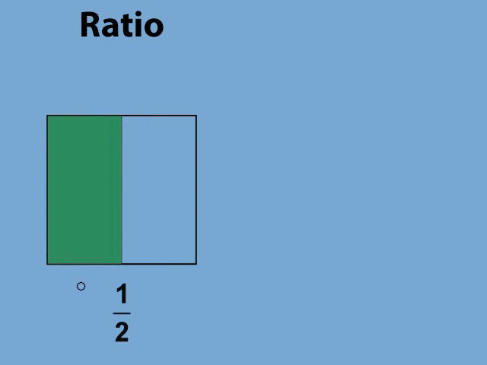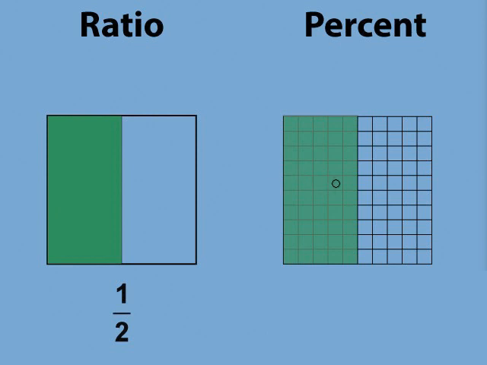Take that same area model and divide it into a 10 by 10 grid. You can use grid paper to create this model. Take the area from the fraction model and overlay it on the 10 by 10 model. You'll see that the percent grid shows 50%, because 50 of the small squares are shaded. Let's look at another example.